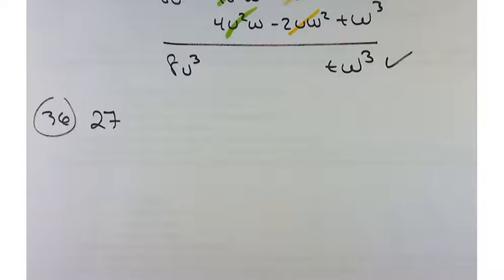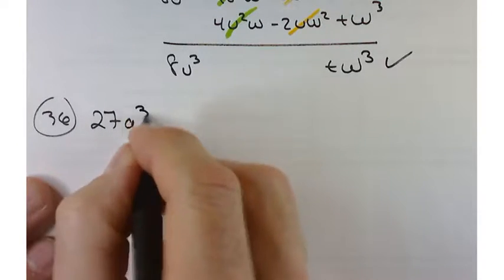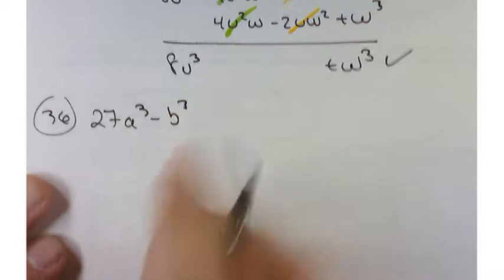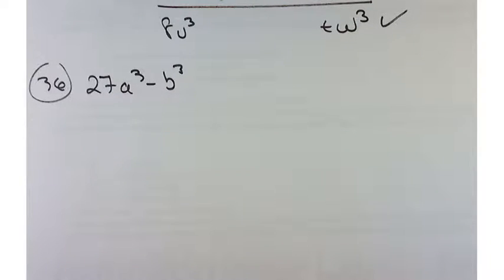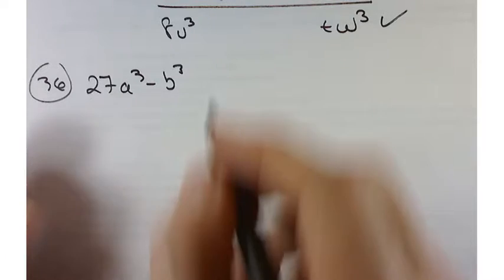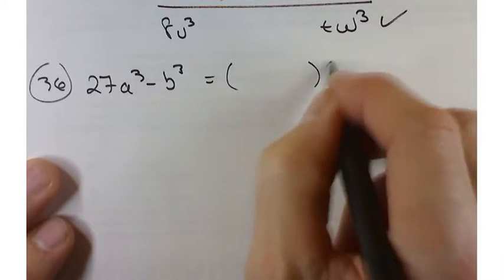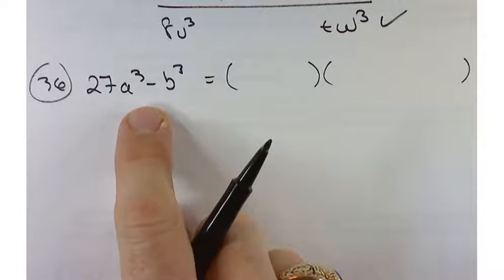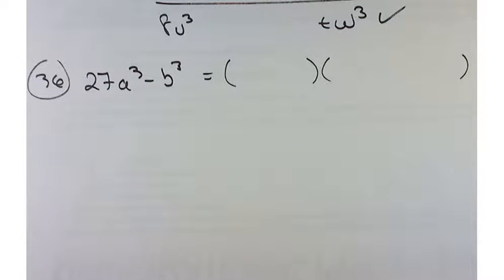27a cubed minus b cubed. Again, kind of the same thing that we were facing with the last one. There's no greatest common factor. You're trying to factor something that has two terms. So it's not the sum of cubes or sum of squares. So you start looking at other things, like the difference of squares or the difference of cubes. And pretty soon you figure out that, okay, that's going to be the difference of cubes. I've got cubes in the exponents.